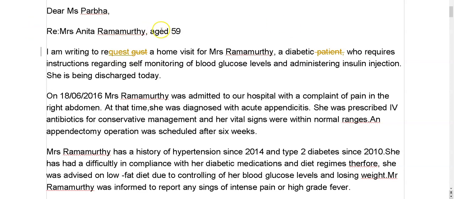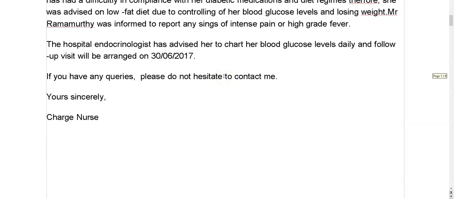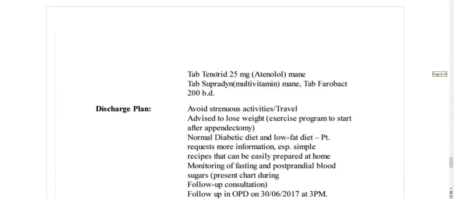So you've got the name and age. You can put the DOB there if you want, or you can put age here: home visit, Mrs. blah blah blah, aged, etc. You could do it there. So she needs some instruction how to monitor herself and how to administer insulin injection. Now I think the husband is not clear on how that works, so he wants it. Let's have a look.